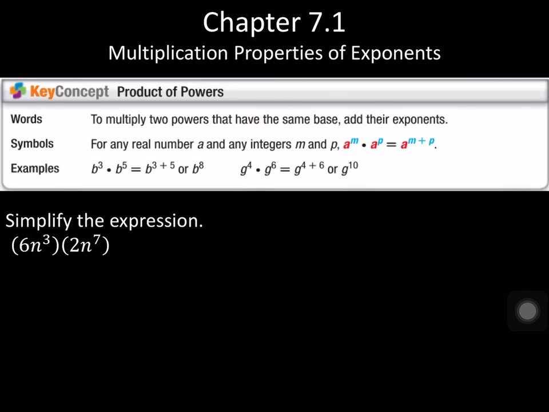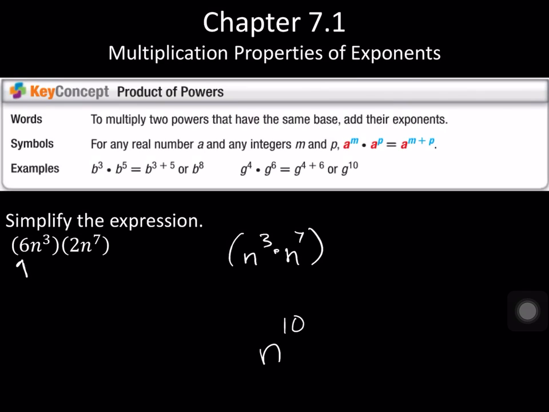Simplify the expression 6n cubed times 2n to the 7th. This rule specifically refers to the exponents, and we've got n cubed times n to the 7th. We'll pull those out here. Multiplication lets us use the commutative and associative properties. So n cubed, n to the 7th, adding those exponents, we're going to have n to the 10th.